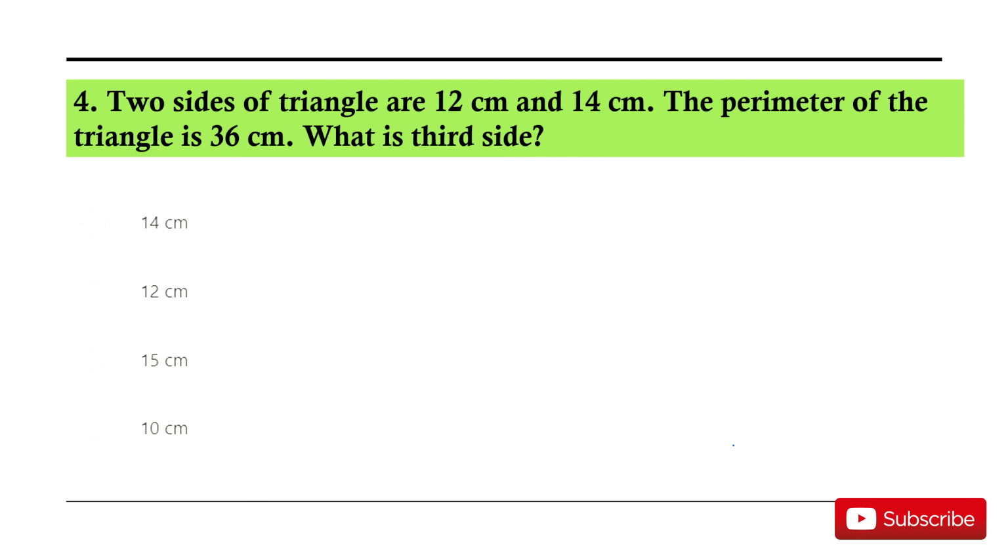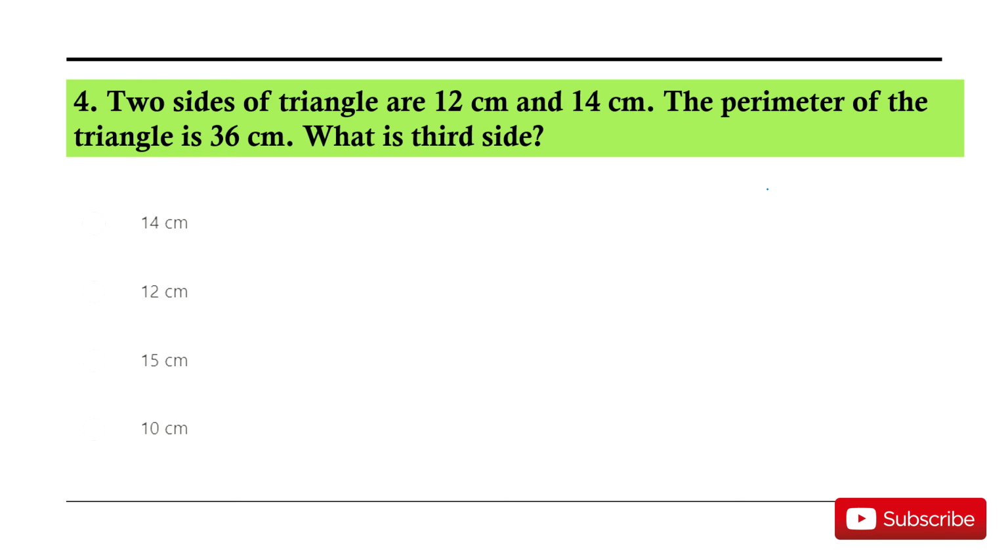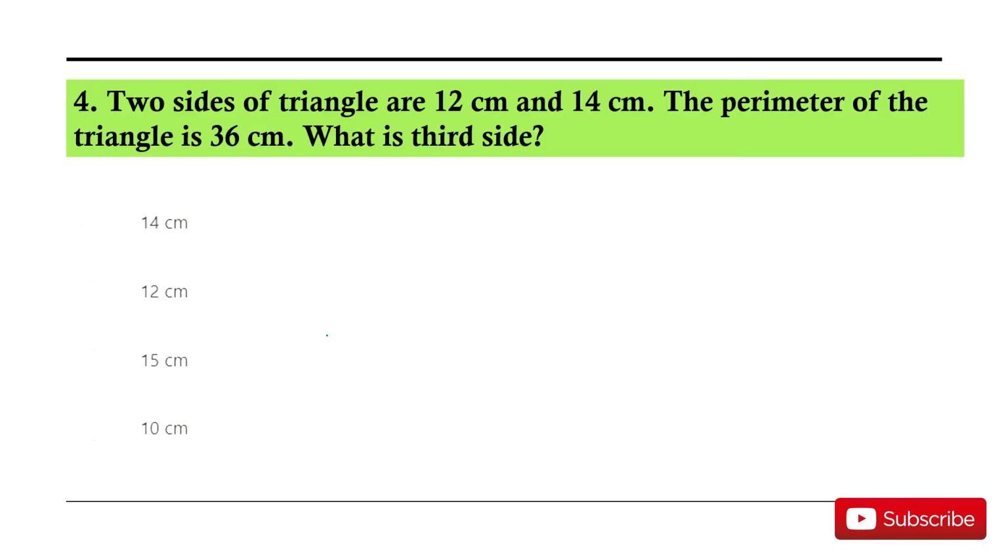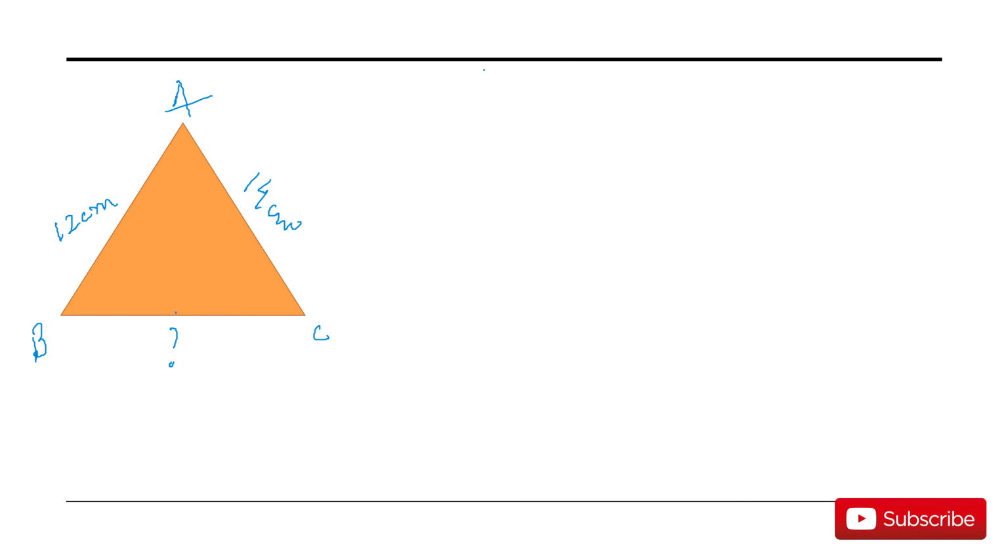Two sides of the triangle are 12 centimeters and 14 centimeters. Find the third side if the perimeter of the triangle is 36 centimeters. So let me write. I've made a triangle. One side of the triangle is given to me as 12 centimeters. Next is 14 centimeters, and I don't know the third side. But the perimeter of the triangle is given to me as 36. So how am I going to do this question?